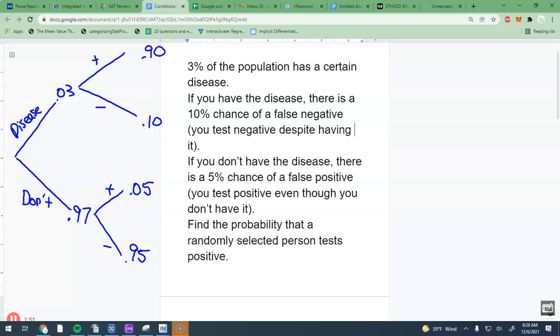So with these trees, what you do is multiply the branches. Over here, I'm going to say the probability of having the disease and testing positive. Remember that upside down U, it's an intersection. I know that looks weird, D with a symbol and a plus, it looks like some Greek letters, but that's just disease and positive test. That is 0.03 times 0.9, so 0.27.